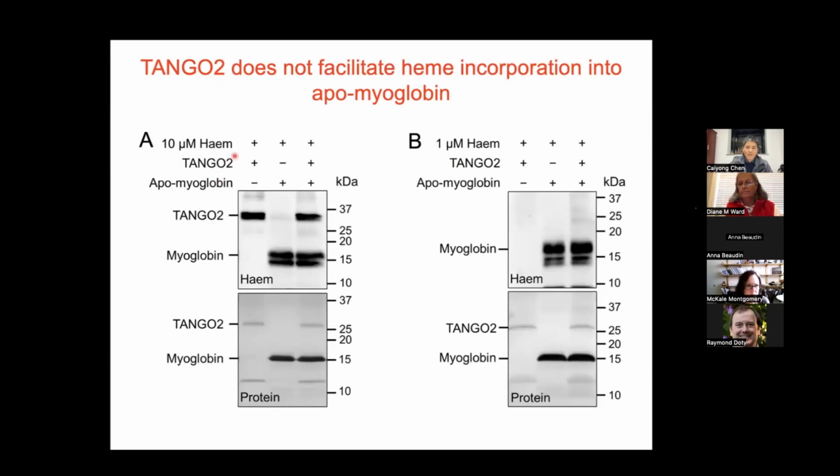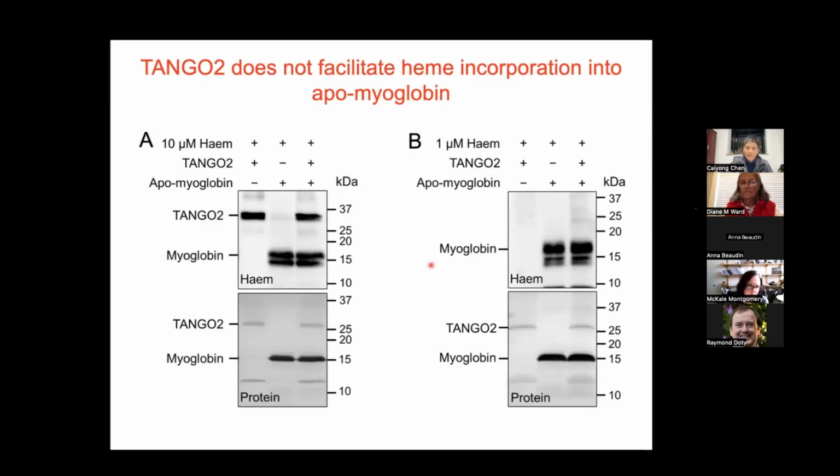In this heme transfer assay, we used free heme instead of mitochondria as the heme donor. In panel A, we used 10 micromolar heme, and in panel B, we used 1 micromolar heme. We found that heme can spontaneously bind to myoglobin, and this binding is not further increased by addition of Tango2. And we observed similar results with 10 micromolar heme and 1 micromolar heme. So this result suggests that Tango2 may not facilitate heme incorporation into apomyoglobin. So there's only one possibility left. Tango2 can help to translocate heme out of mitochondria, but it does not contain a transmembrane region.